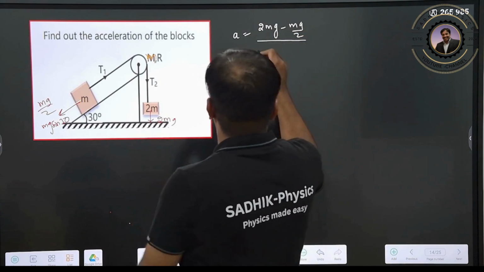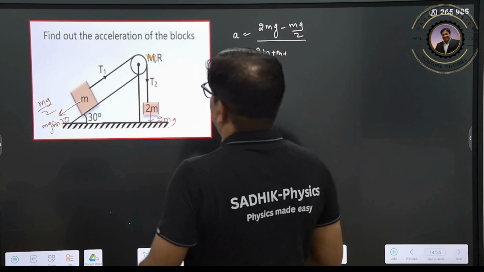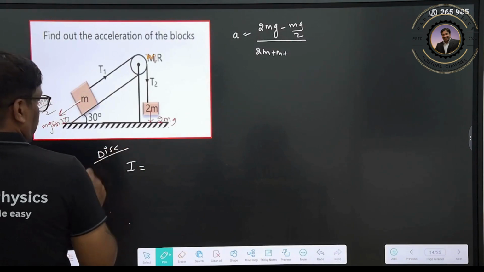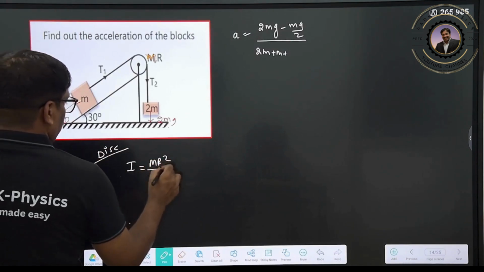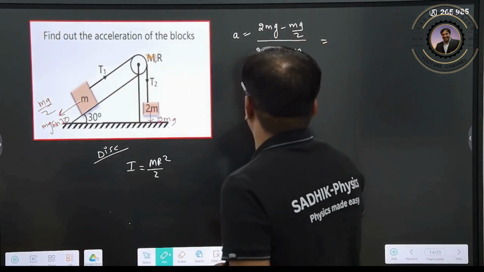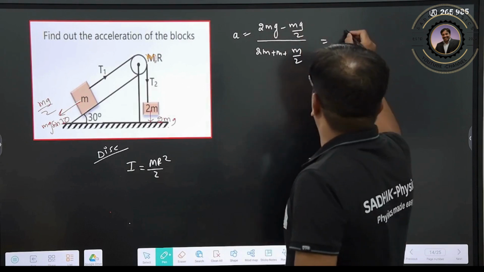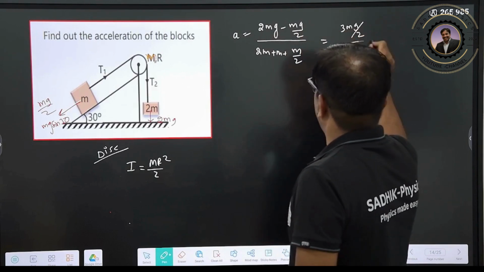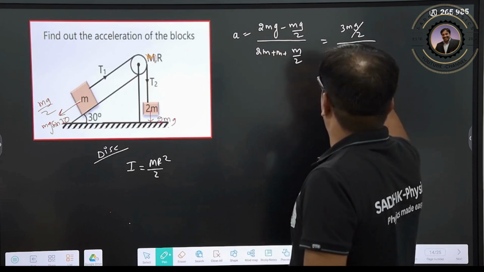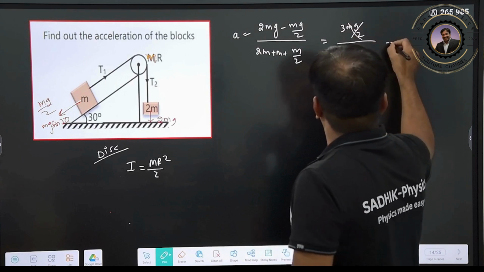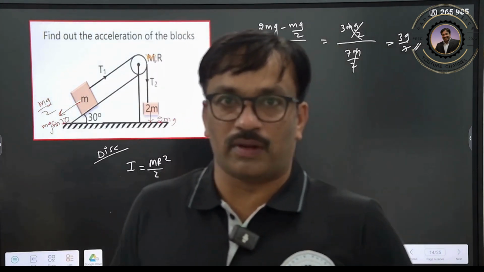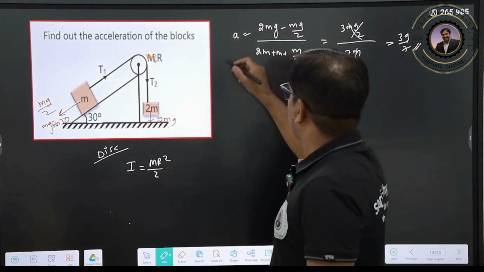What is the total mass? 2m plus m plus the moment of inertia term. We can take the wheel as a disc, so I is equal to mr square by 2, and I by mr square is m by 2. That's all, you can solve this problem now. This is 4 minus 1, therefore 3mg by 2. Clear? So this is 3mg, therefore 6 plus 1, 7, 7m by 2. The m by 2 gets cancelled, so 3g by 7 will be your acceleration. In this way you can solve the problems very easily by using this formula. Clear?